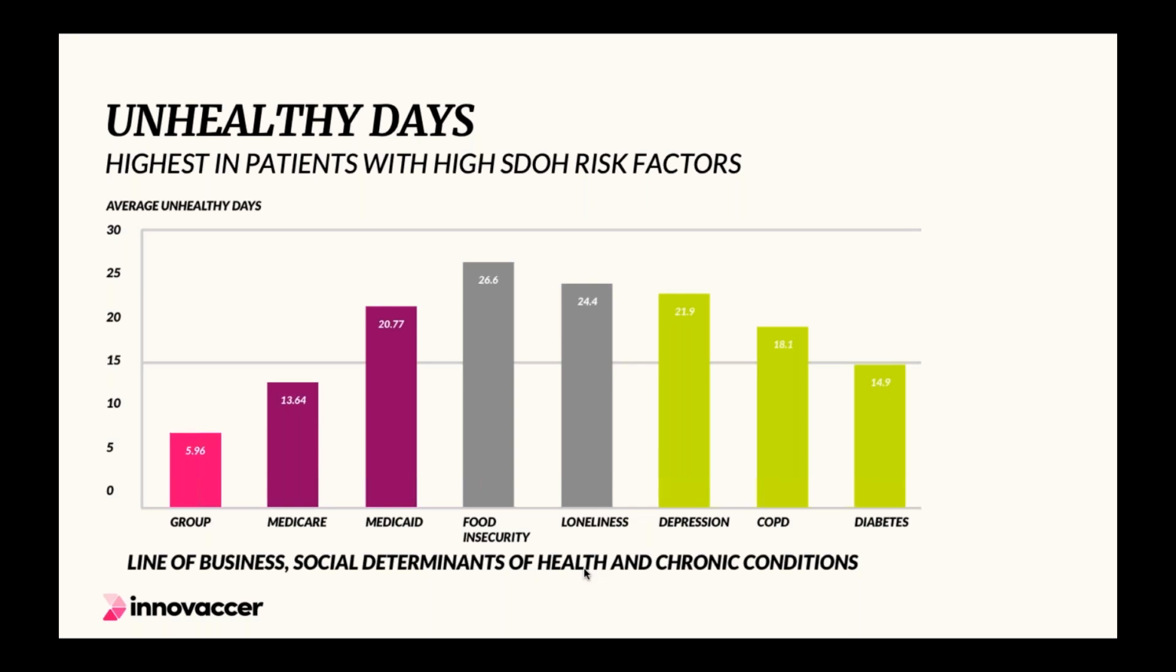So you can see different lines of business report different numbers of unhealthy days, different chronic conditions report different numbers. Social determinants actually are the biggest drivers of unhealthy days or health-related quality of life for our members. And what's been really interesting is to figure out where these populations overlap. So if you have a Medicaid member who has depression and is also food insecure, you suddenly see an exponential increase in unhealthy days or a worsening of their health-related quality of life. And those are the people that really need intervention. And so these insights have really driven our focus.